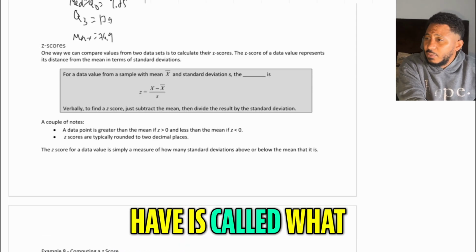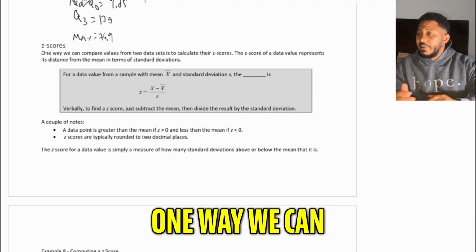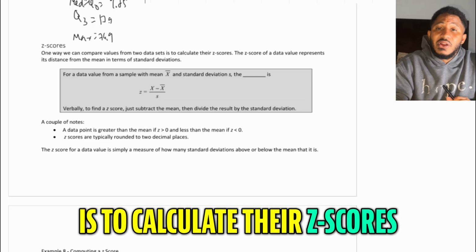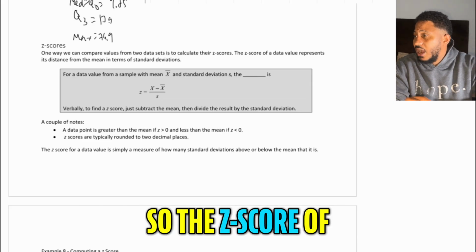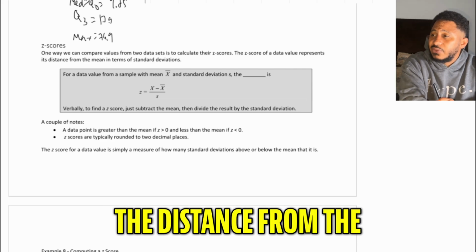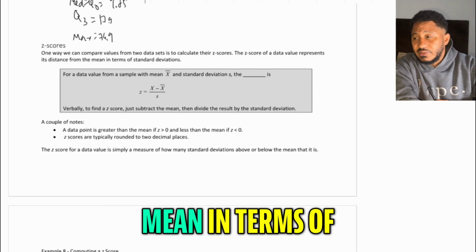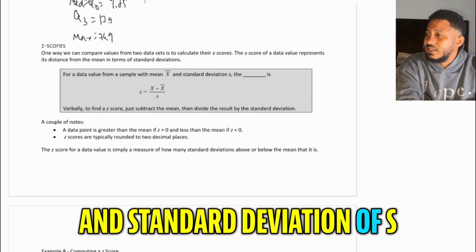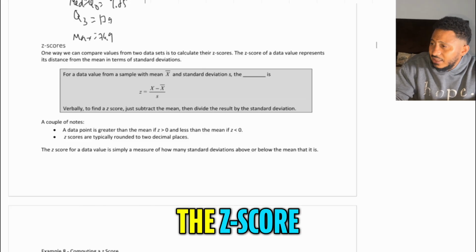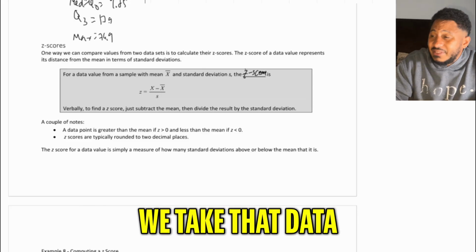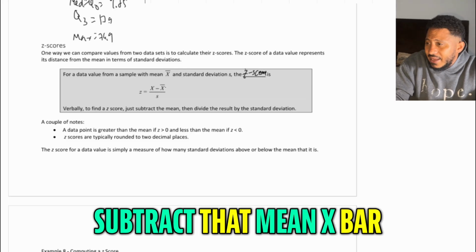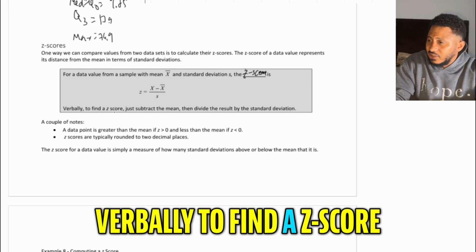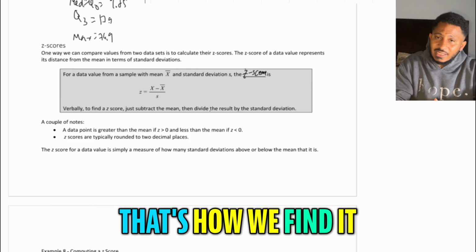So next we have what we call z-scores, right? One way we can compare values from two different data sets is to calculate their z-scores. The z-score of a data value represents the distance from the mean in terms of standard deviations. So for a data value x from a sample with mean x bar and standard deviation s, the z-score is: we take that data value x, subtract the mean x bar, and then divide by the standard deviation s, okay? Verbally, to find the z-score, just subtract the mean and divide by the standard deviation. That's how we find it, okay?